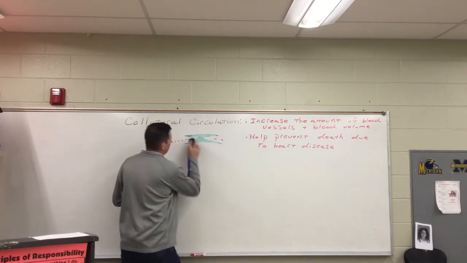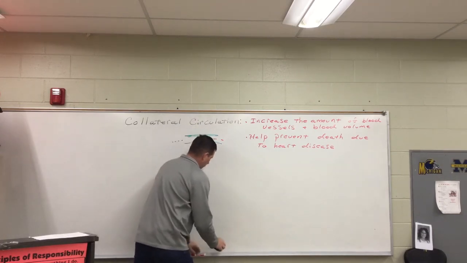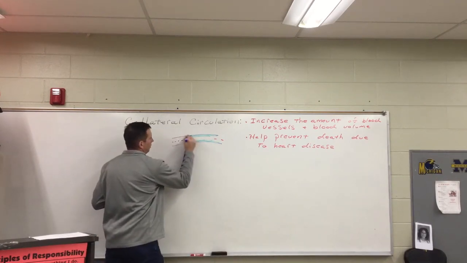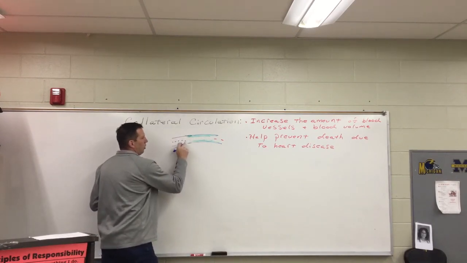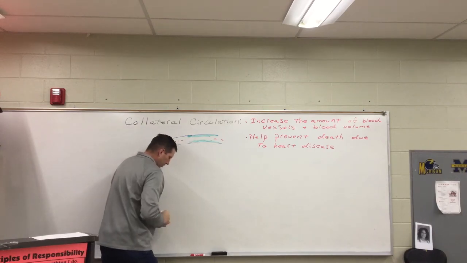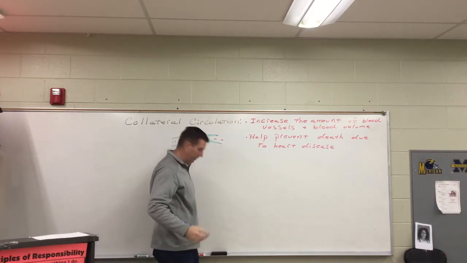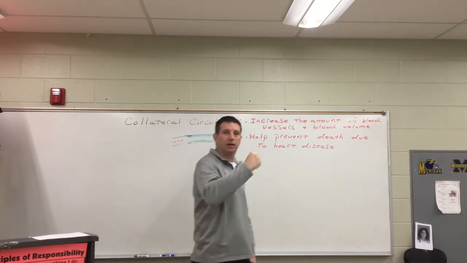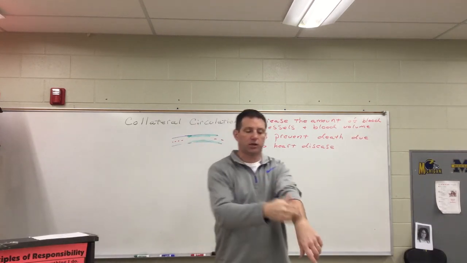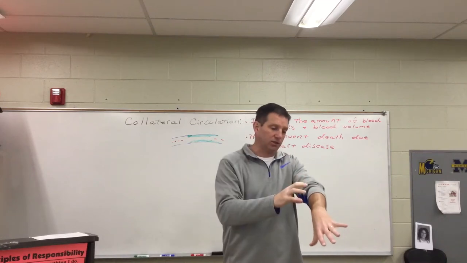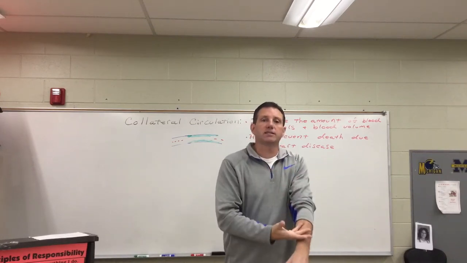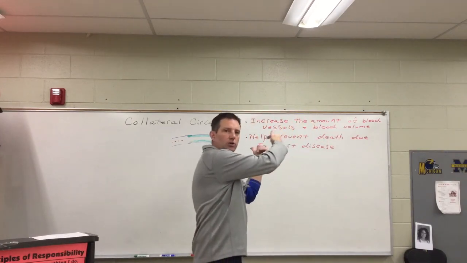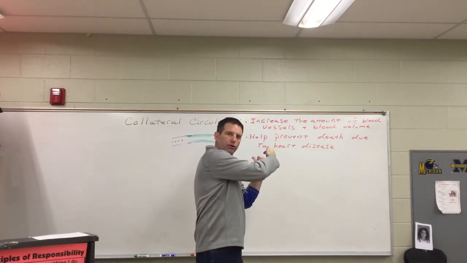So let me come right through here and let's make this blood vessel a little bit longer. So let's say we have a hole right here, okay? Well, we have things in our blood called platelets, and platelets will rush to the aid of any time we get a cut. Whether we get a cut on the outside of our skin, platelets are going to rush to it and clot it, and that's a great thing. But it's not a great thing when it's on the walls of our arteries.